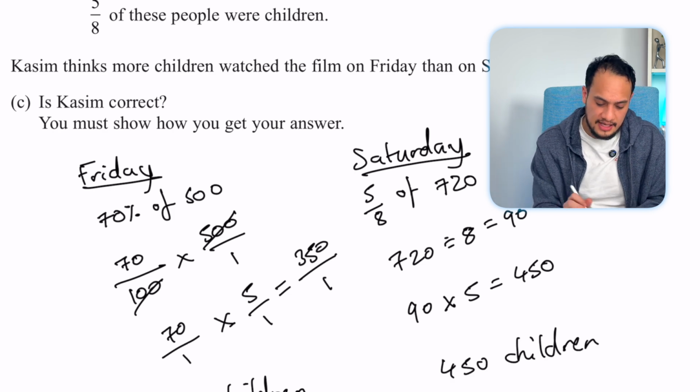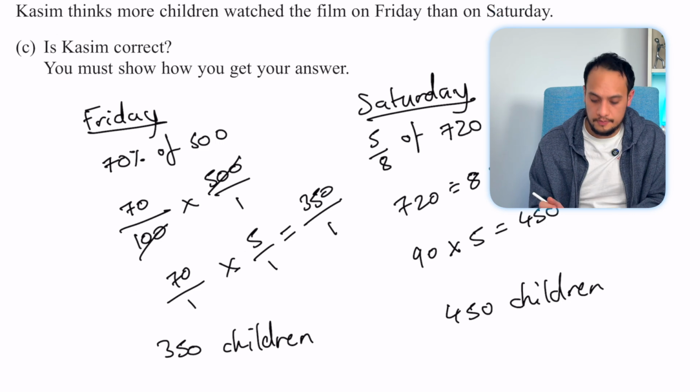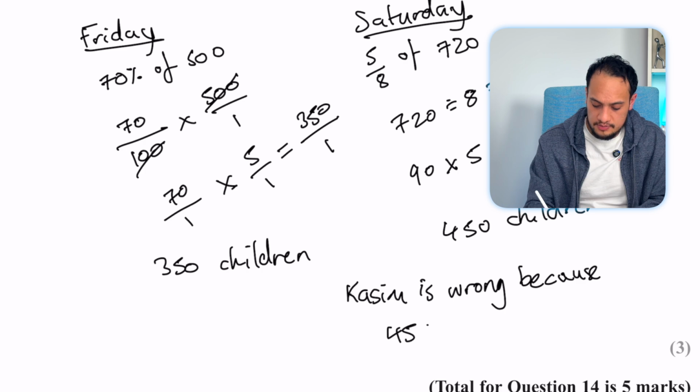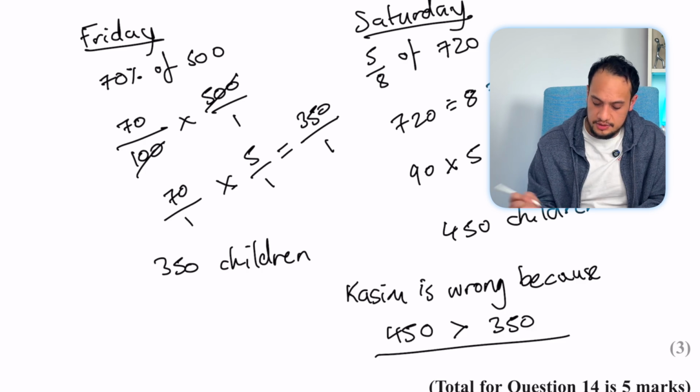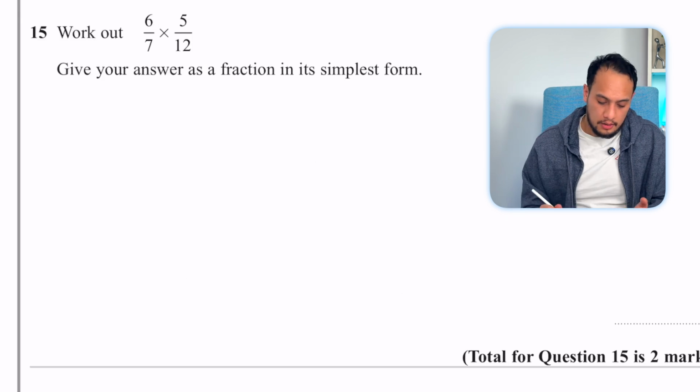And then it says, Kasim thinks more children watched the film on Friday than on Saturday. We can see 350 is less than 450, so Kasim's wrong. So we need to make sure that we state this. Kasim is wrong because 450 is more than 350. Nice to use inequality again. So Kasim is wrong. Now we're going to do 15.